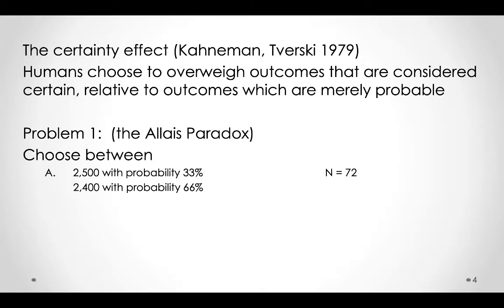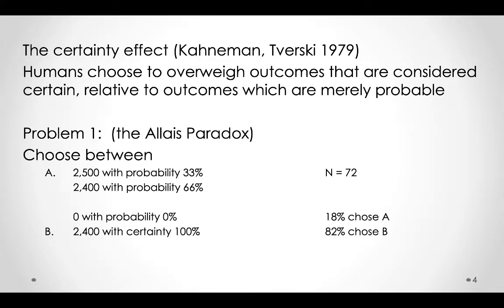In their paper on prospect theory, they introduce the certainty effect, which says that humans overweight outcomes that are considered certain relative to outcomes which are merely probable. In other words, you would rather go for the sure gain than take the gamble. Okay, let's give another problem here, Problem 1, called the LA paradox. Let's see, choose between these probabilities. A, what would you choose?